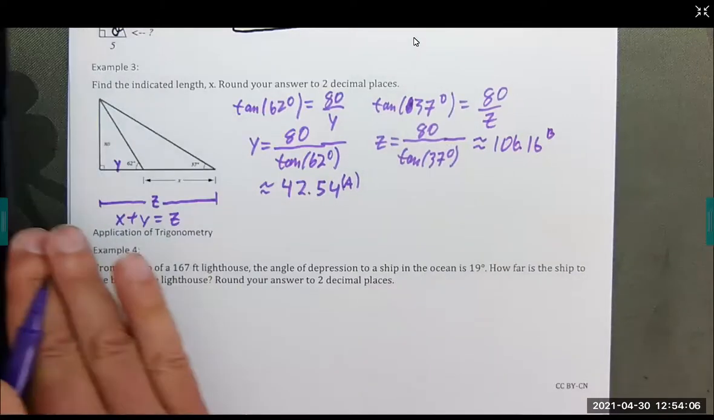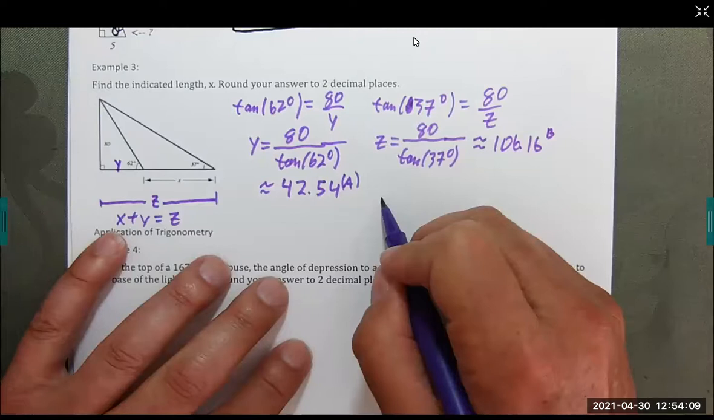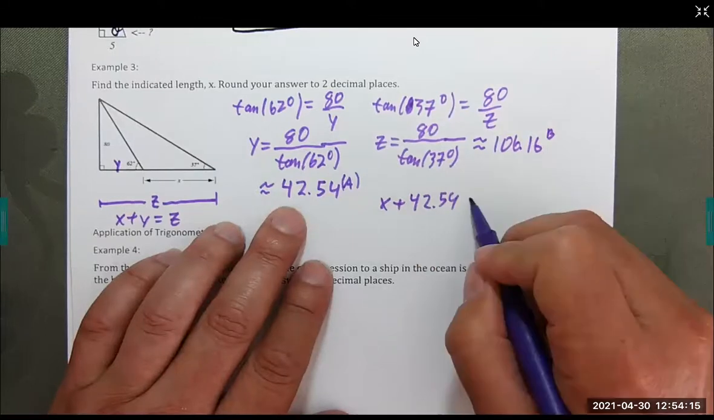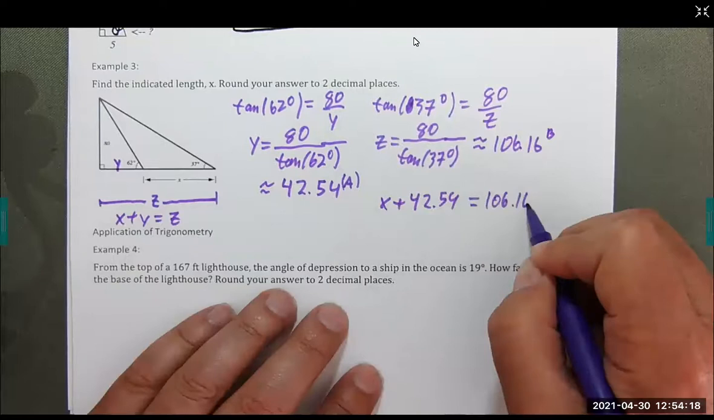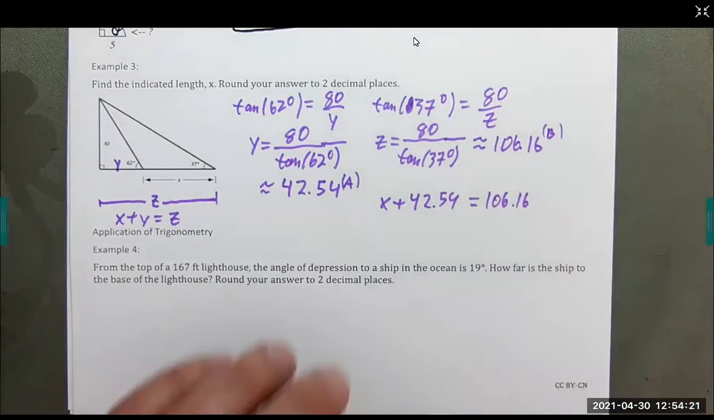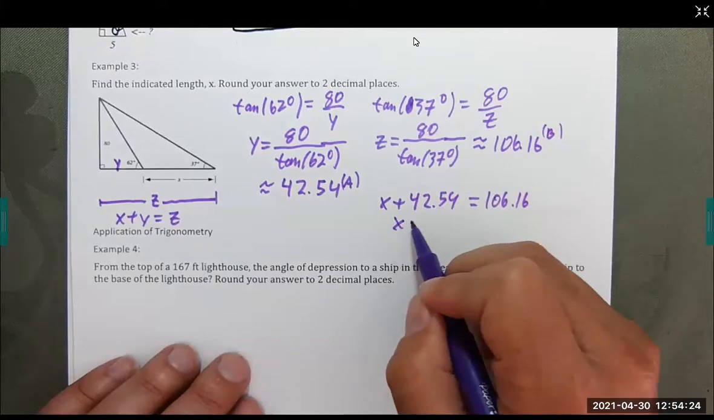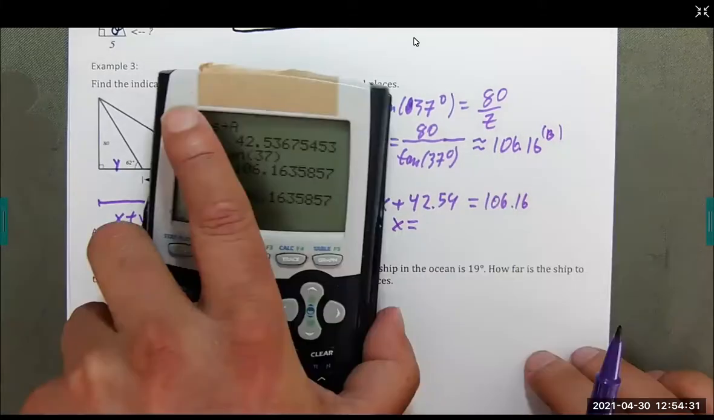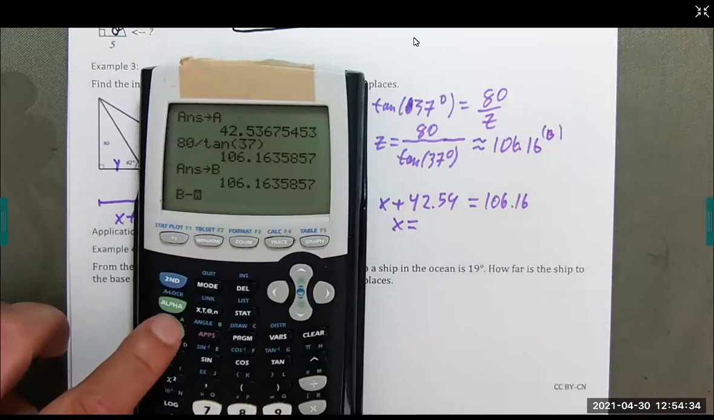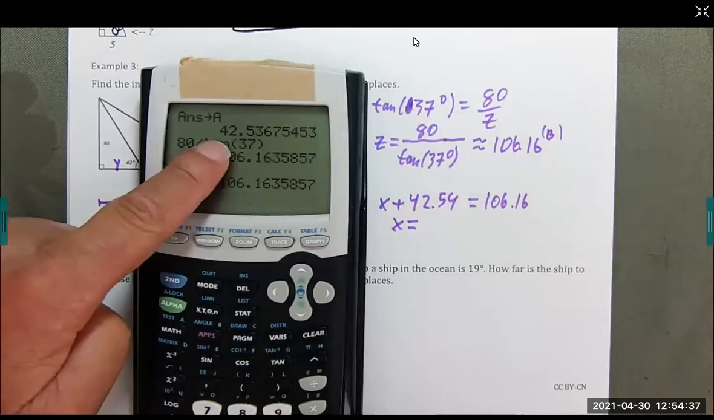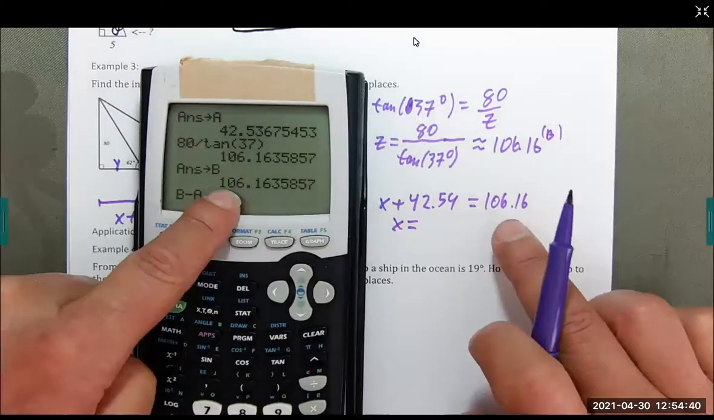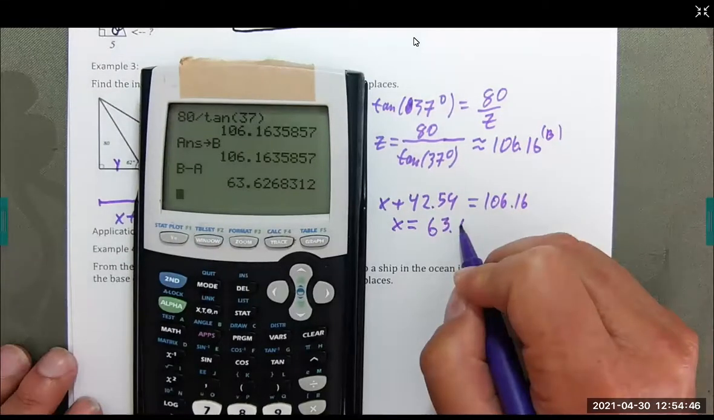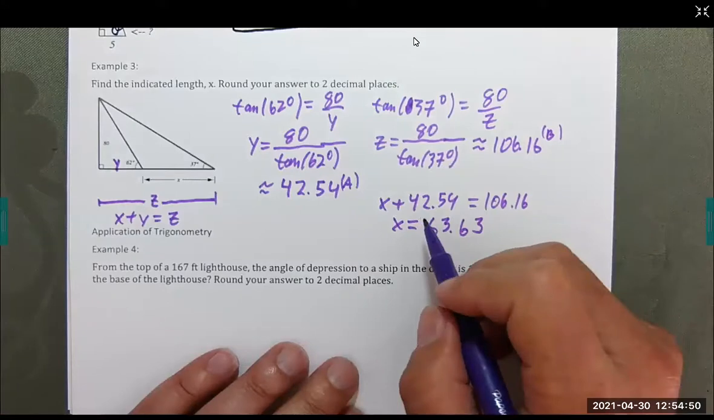So X is still unknown. Y came out to be 42.54. And Z, the whole thing, came out to be 106.16. And this means that X is going to be 106. So that's actually B minus A. So alpha B minus alpha A. Because A I stored in that value, and B I stored in this value. There it is, 63.63, we'll say. And there is no unit on that, so we'll just have to box that as our final answer.